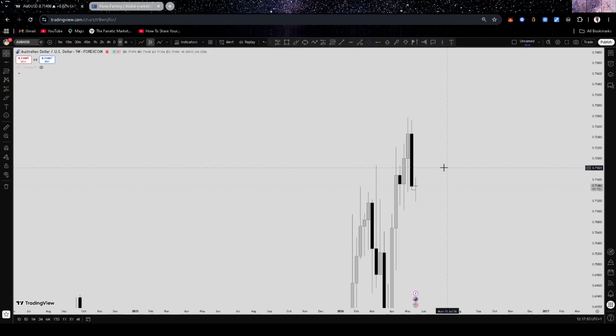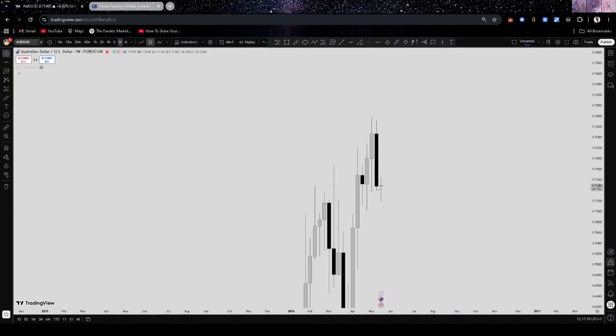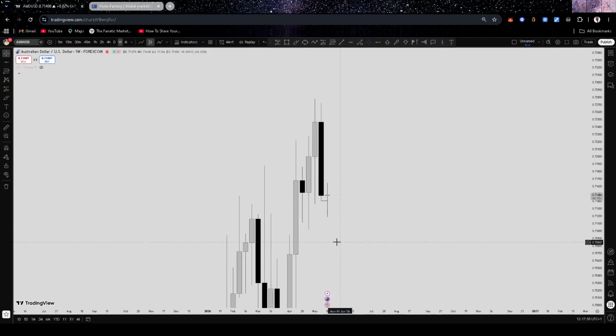So we are going to use the CRT method to get a bias. Now price took out this low. After price took out this low, we are going to go to the daily time frame or the 4 hours time frame to know if we are going to be buying for the week or we are going to be selling for the week. But if we don't have a bias for the week, we are going to pay attention just to the daily time frame, just to the daily bias.